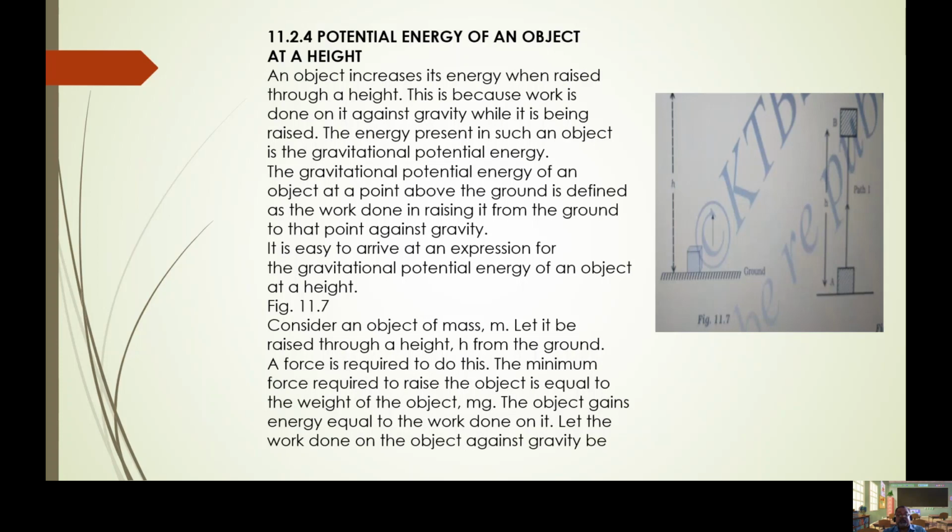Consider an object of mass m. Let it be raised through a height h from the ground. What force is required to do this? The minimum force required to raise the object is equal to the weight of the object, mg. The object gains energy during this process, equal to the work done. Let W be the work done on the object against gravity.